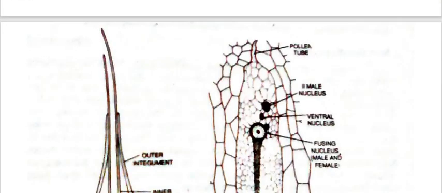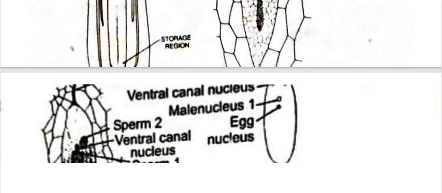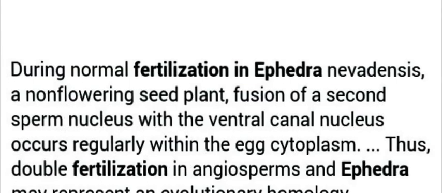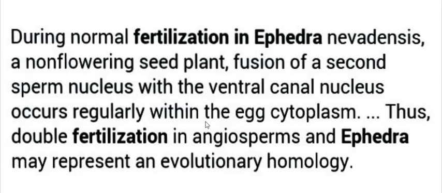In one research, it has been observed that in Ephedra, the fusion of the second male nucleus regularly occurs with the ventral canal nucleus within the egg cytoplasm. So double fertilization is found in Ephedra, and it represents an evolutionary homology between double fertilization in Ephedra and double fertilization in the angiosperms.